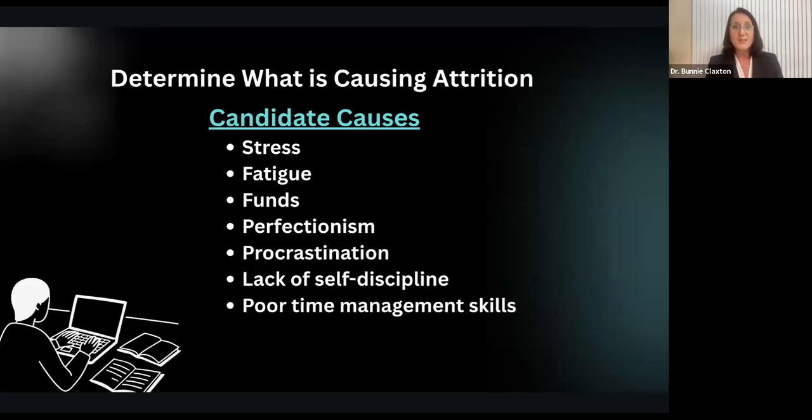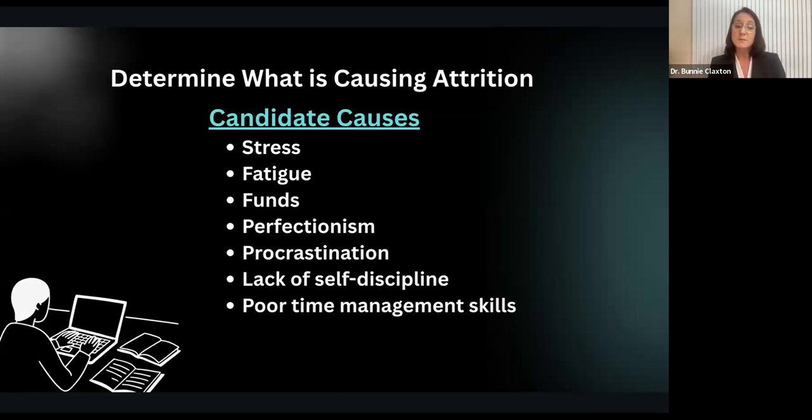Now, sometimes they're perfectionists and they're their own stumbling block, and they just can't seem to get through because they feel like they need to be perfect. Procrastination. Oftentimes, procrastination is not because they are just naturally a procrastinator, but because they may get sick. They may have family members who are sick. Life happens. They have family. They have jobs. And so just by prioritizing their time, oftentimes the dissertation just doesn't come first. And so they procrastinate.